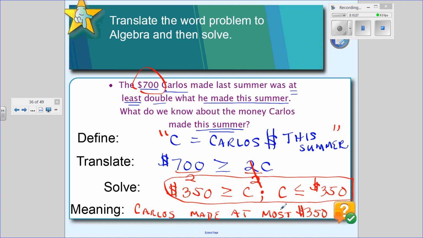Let's see if that works. Just like any inequality or equation, you plug it back in and see if it works. So 350 times 2 is $700, and that is smaller than or equal to $700. In that case, it's equal. Okay.